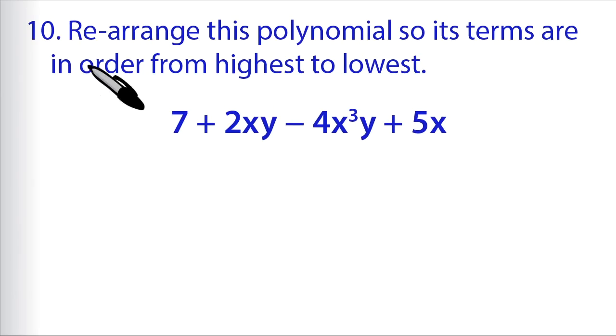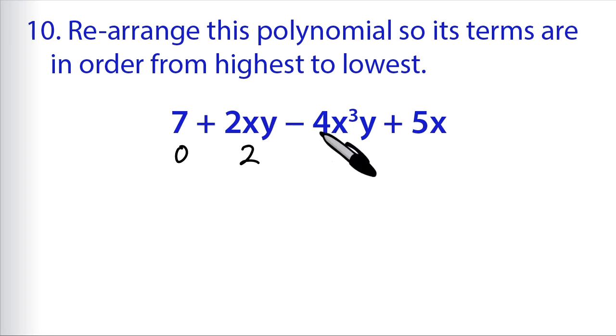And for problem 10, we need to rearrange this polynomial so its terms are in order from highest to lowest. We have 7 plus 2xy minus 4x cubed y plus 5x. I'm going to make a little note under each one of these so we'll keep track of what degree term we have. Here, it's a 0 degree term. It's a constant term. Here we have 2xy. The x and the y both have a power of 1, so you add those together, and the degree of that whole term is 2.